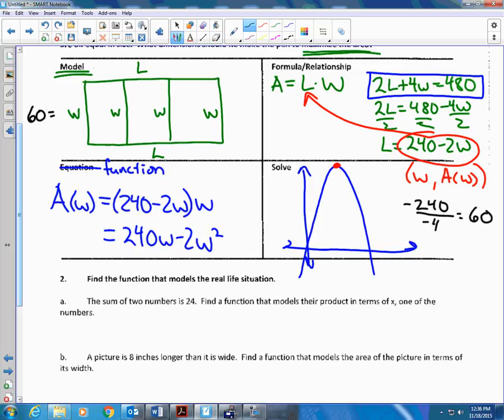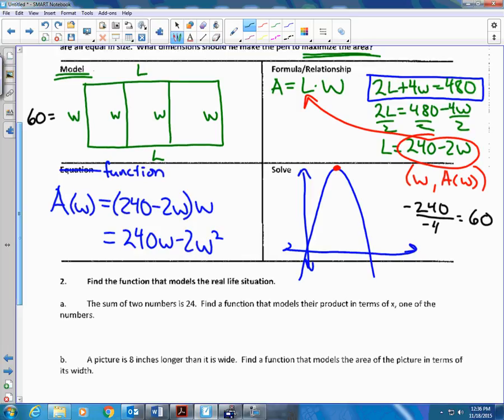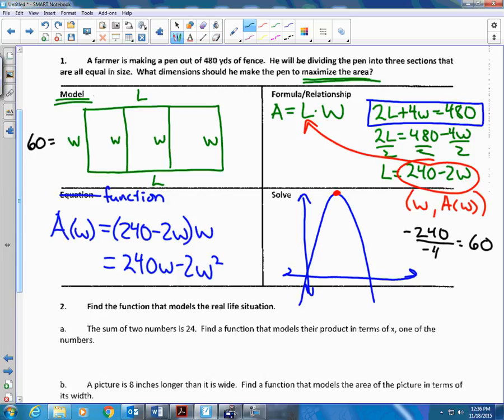Now, we could plug it back in to find the y value, but maybe we don't need to do that. Look at what the question is asking. It says, what dimension should he make the pen to maximize the area? Well, I already know that the width should be 60. How would I figure out what the length should be? Plug it in here. Length is 240 minus 2 times 60, so that would be 120. So here, the end result is 60 yards by 120 yards.